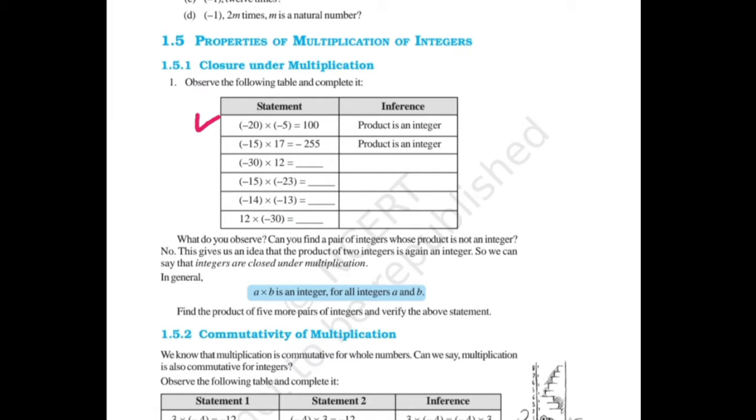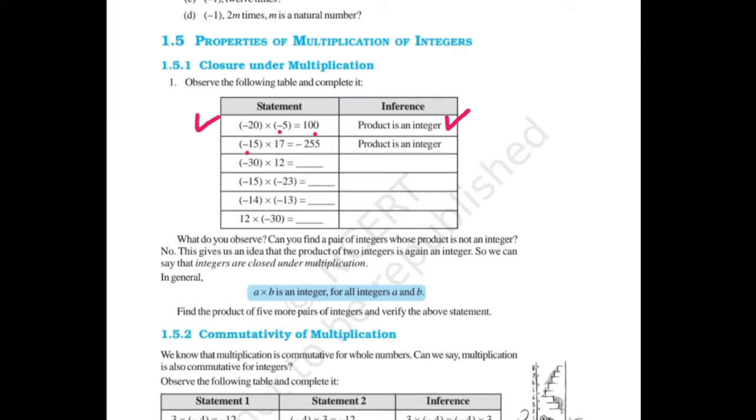First is minus 20 multiplied by minus 5. See here, minus 20 and minus 5 both are integers. Students, integers means negative numbers, positive numbers and 0 are included. There are three types of number. So if we take any two integers and multiply them, then the answer becomes also an integer. So here the answer comes 100, and the product is also an integer.